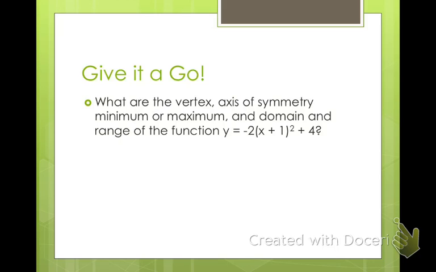Okay, so why don't you go ahead and do this one, and you're going to compare it with your partner. This and your conjecture from "what does the A do" is going to be your lesson check for this lesson. So go ahead and state your vertex, axis of symmetry, whether it's a minimum or maximum, and then the domain and range.